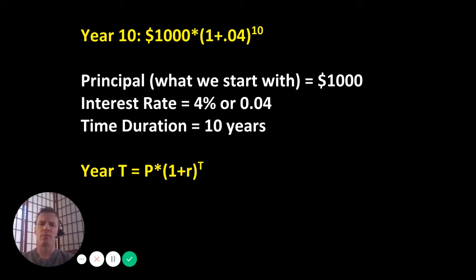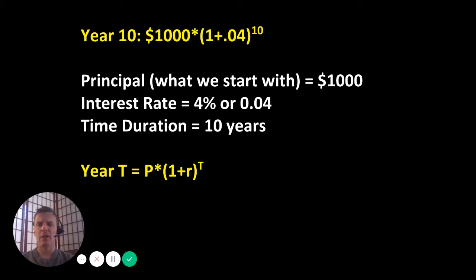So if we take that more generic formula and say the principal is what we start with, we call what we start with the principal, and that was $1,000, and the interest rate was 4% or 0.04, and the time duration, or how long we're going to leave the money in the savings account, was 10 years, we can write that in an even more generic way, assuming that we don't know the specific value of the principal, the interest rate, and the time duration.